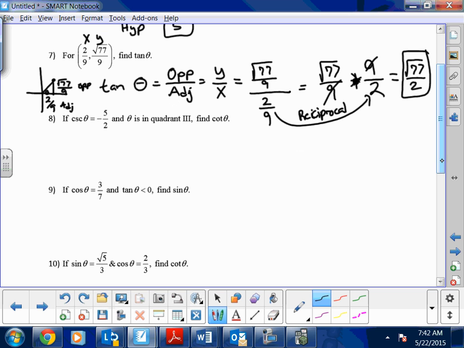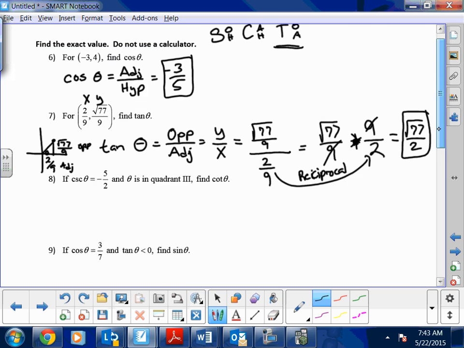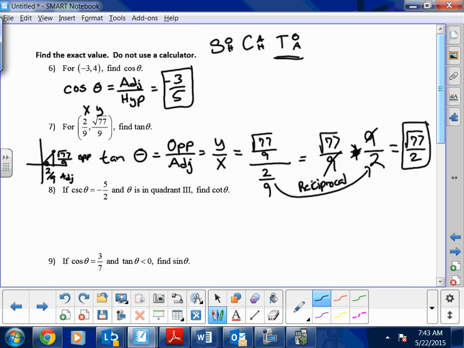Let's go ahead and figure out number 8. It says if the cosecant of theta is phi divided by 2, and theta is in quadrant 3, find the cotangent of theta. Really what they did is that they're giving you some points here, because you got to think cosecant in itself is the opposite of, it should be, yeah, it's the opposite of sine.